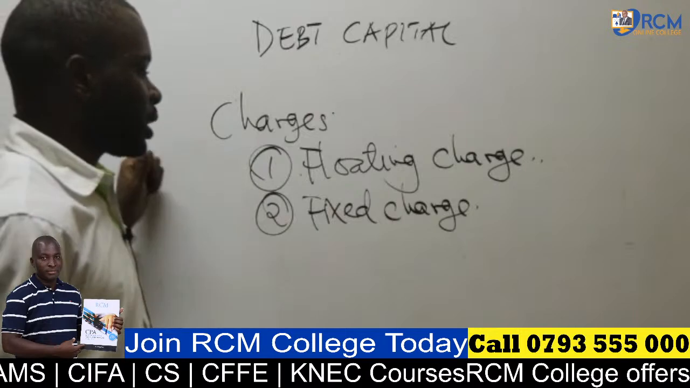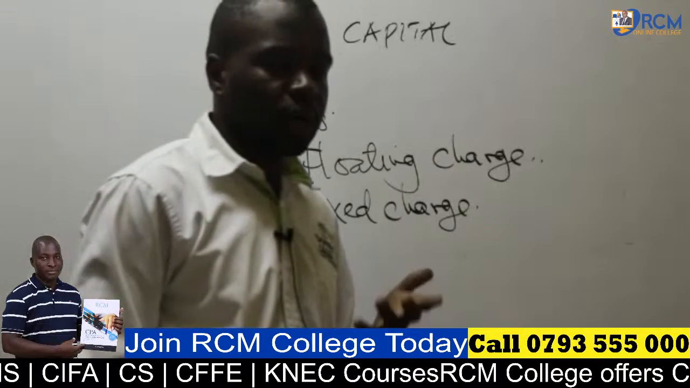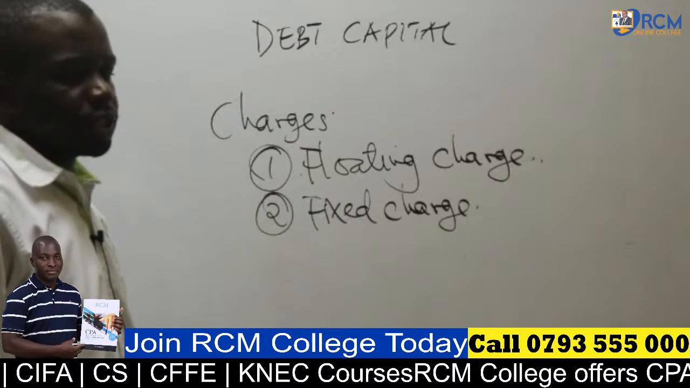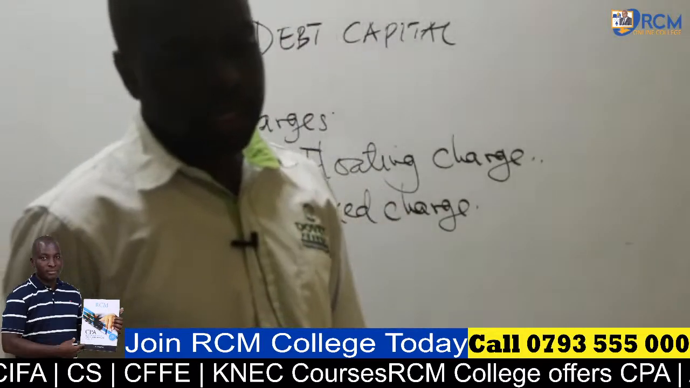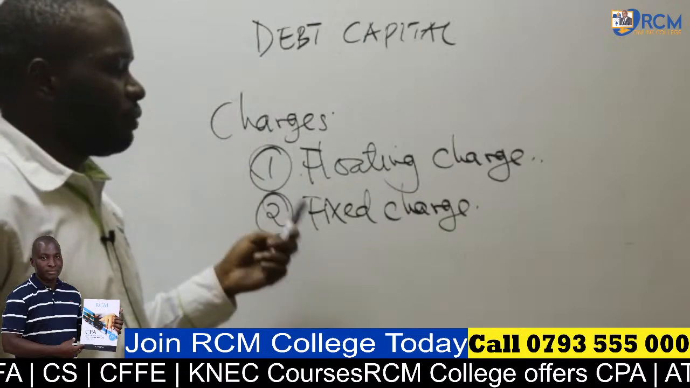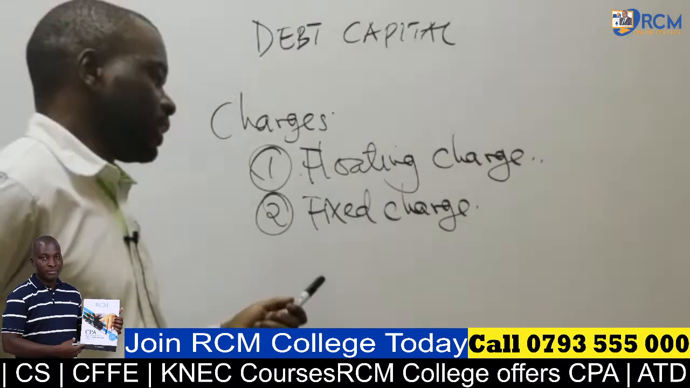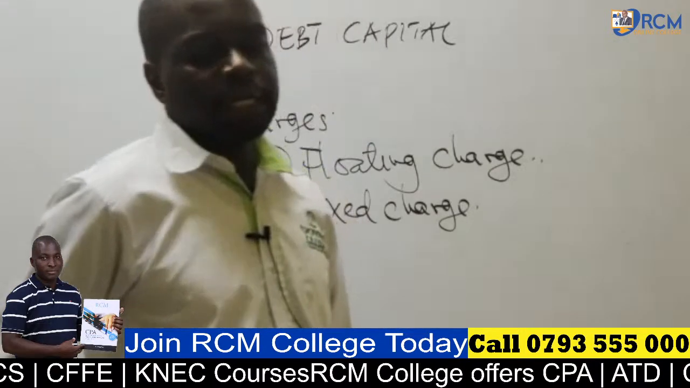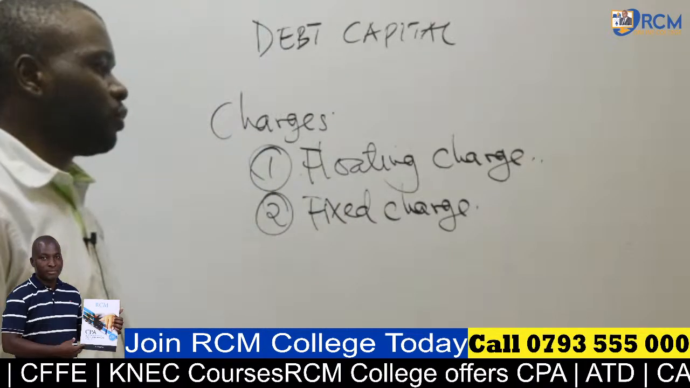So what you also have to note about a fixed charge is that the company cannot just deal with the asset in whatever way it wants without having to consult the debenture holders under that particular fixed charge. For example, if the company is to sell off the asset, if it is a motor vehicle, they have to consult the debenture holders whether they can sell it off or not, because it is very specific. It is on that particular asset, because that is the only resort that these debenture holders have in case the company defaults. So a fixed charge is a charge on a very specific asset of the company.